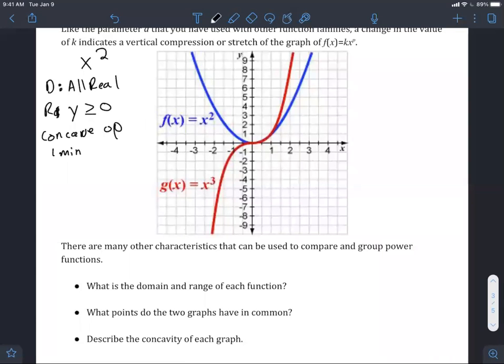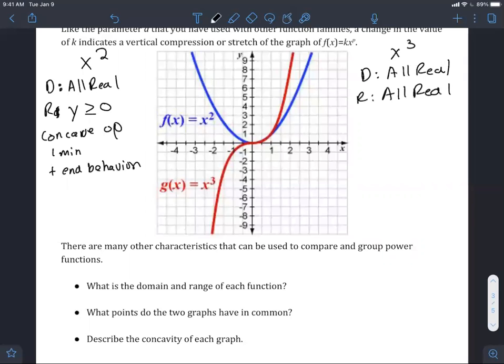We do not have any points of inflection. And we have positive end behavior in both directions. For our x cubed graph, our domain is all real, and our range is all real.